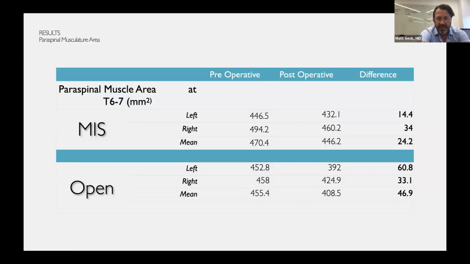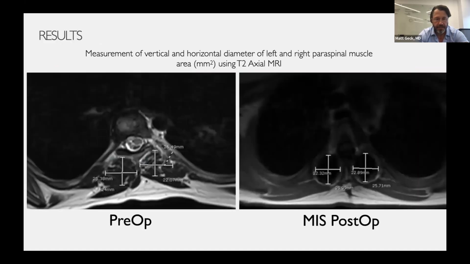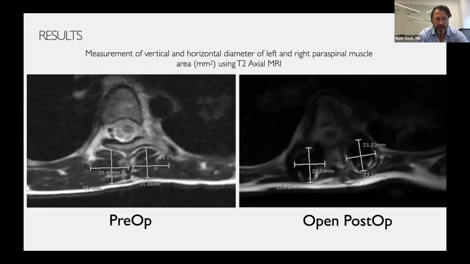And then we looked at the differences in the paraspinal muscle area, and T6/7 was the level that consistently we had a good view of across the MRI. So that's the one we measured. And you see that we really had less change, less loss of muscle bulk with the minimally invasive. And this was just an example of the muscle measuring that we did using the T2 axial MRI. So trying to get a good look at what the residual muscle bulk was.